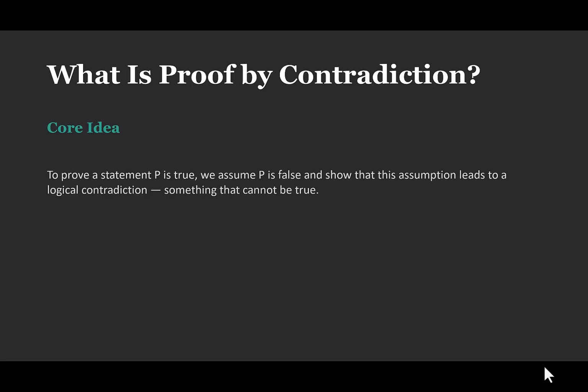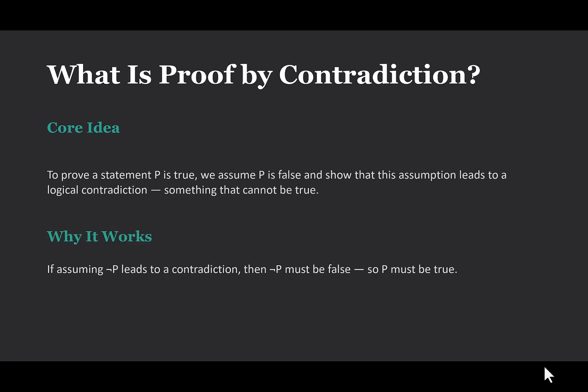To prove our statement P is true, we're going to assume it's false, then show that this assumption leads to a logical contradiction, meaning something that can't be true. The reason why this works is that if we assume not P leads to a contradiction, then not P has to be false, which means P must be true, since P and not P always have opposite truth values.